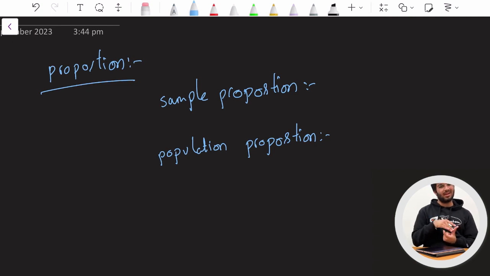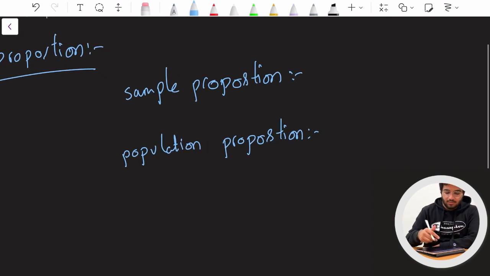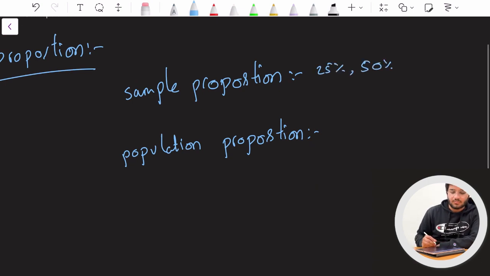And then we went on to do different things with sample means and stuff like that. That doesn't play as much here, okay? That is a different sort of sampling. Here we're looking at proportions instead of means, okay? So we got stuff like 25%, 50%. So that is what a sample proportion is.